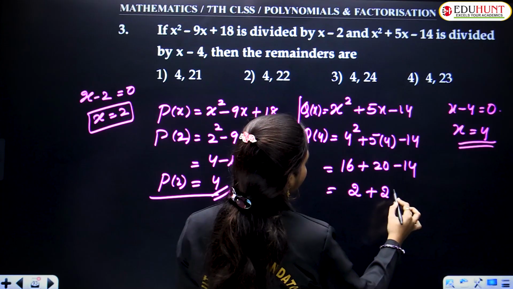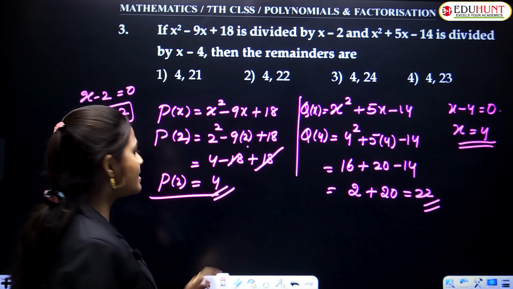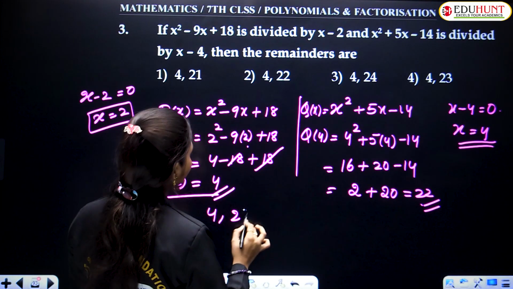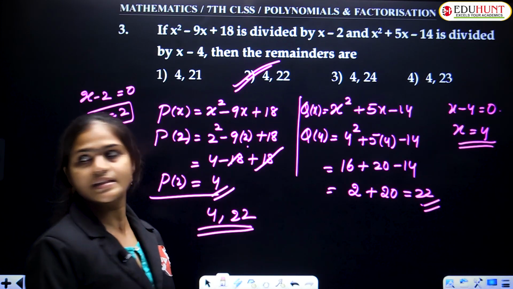So, 2 plus 20, which is equal to 22. So, here we got the two remainders, no? One of the remainders is 4 and the other remainder is 22. So, which option is correct here? Option 2 is correct.